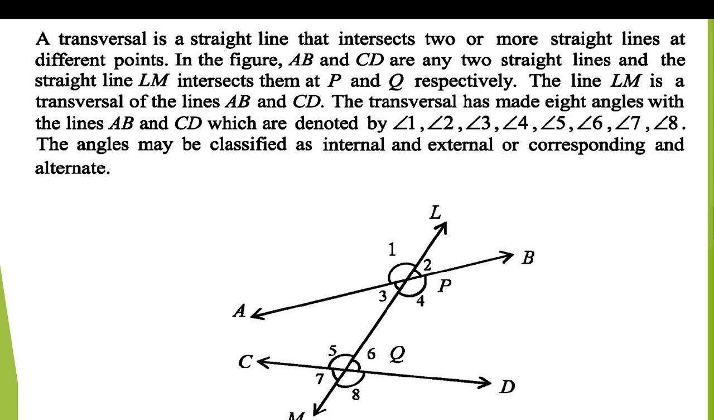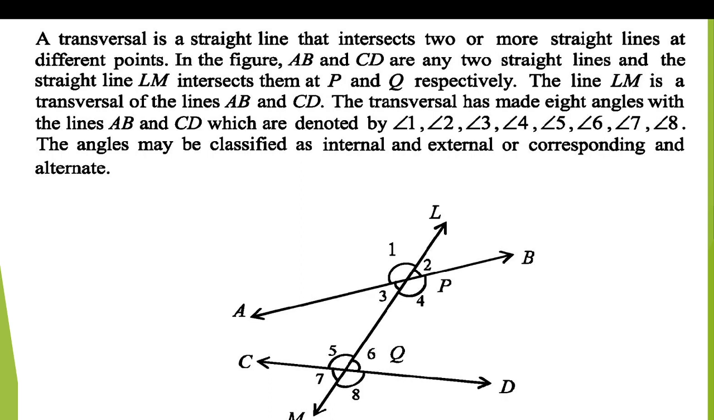So in definition we can say a transversal is a straight line that intersects two or more straight lines at different points. In the figure, AB and CD are any two straight lines, and the straight line LM intersects them at P and Q respectively. The line LM is a transversal of the lines AB and CD.